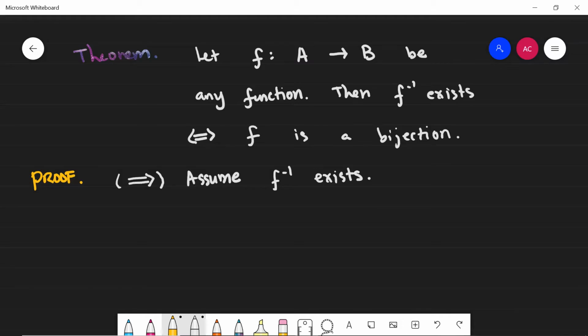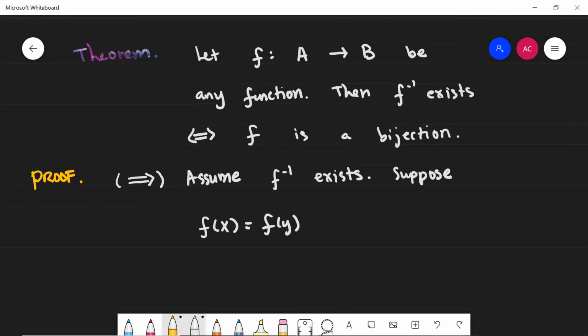Okay. My goal is to prove that F is a bijection. First I want to prove that F is 1 to 1. Now to prove F is 1 to 1, all I need to do is suppose that F of X is equal to F of Y. Right? And I want to somehow conclude that X must be equal to Y.